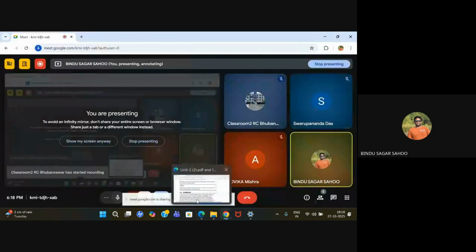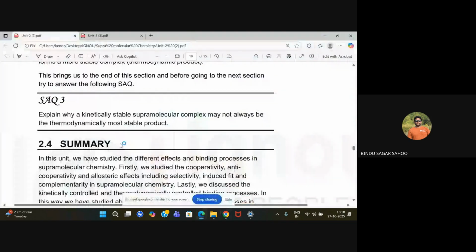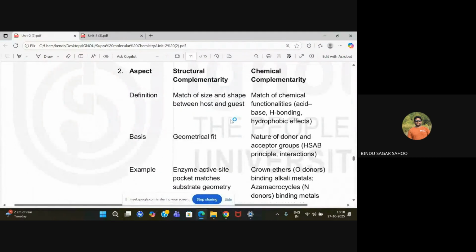Okay, so there are some important questions. You can see here the terminal questions, giving examples of the chelate effect and cooperativity. You can see the answers here at the last. So the cooperative effect particularly follows in hemoglobin.